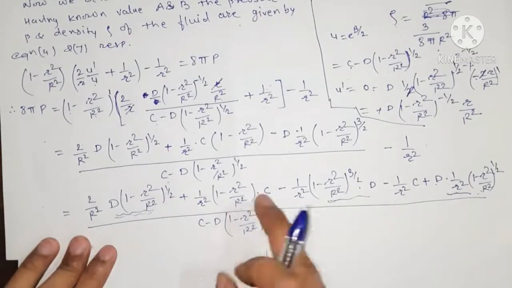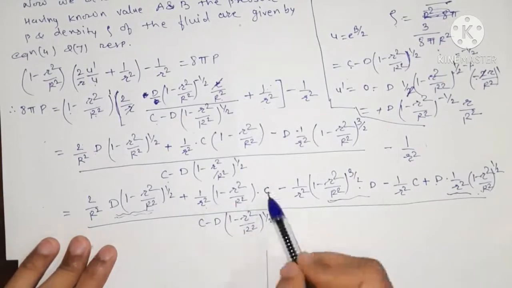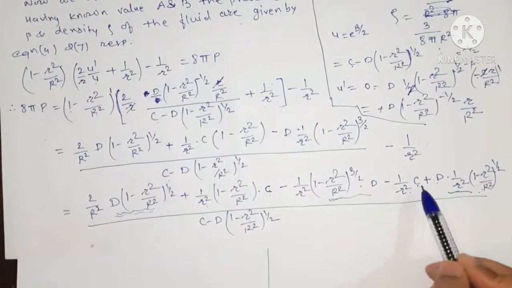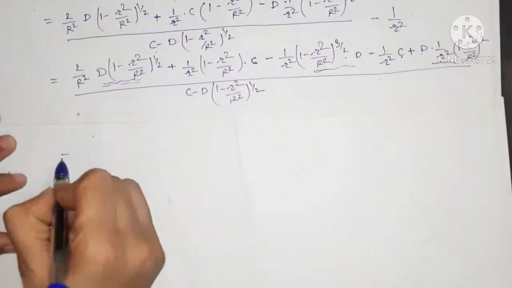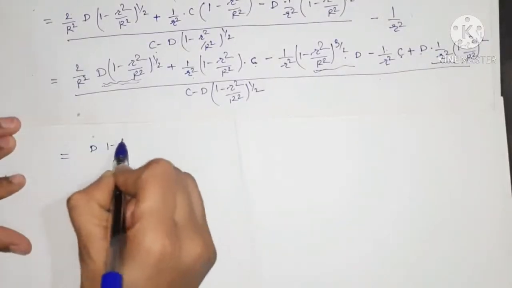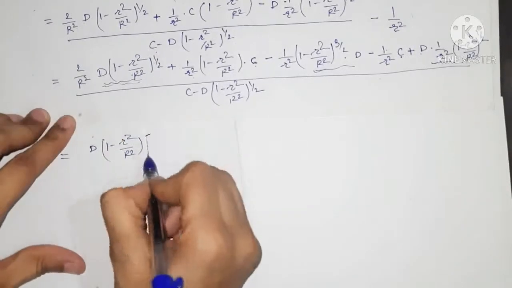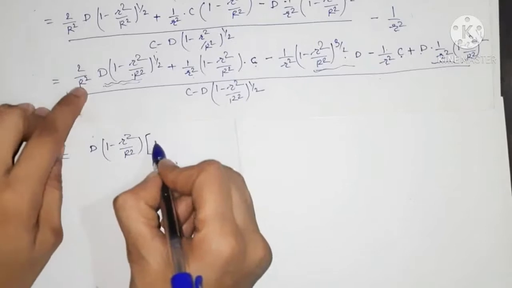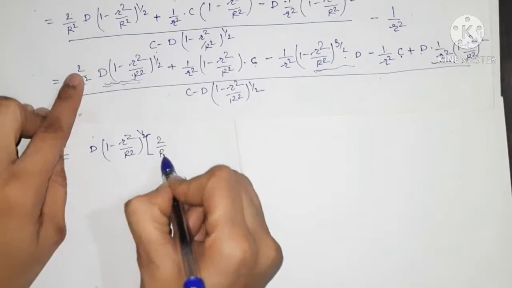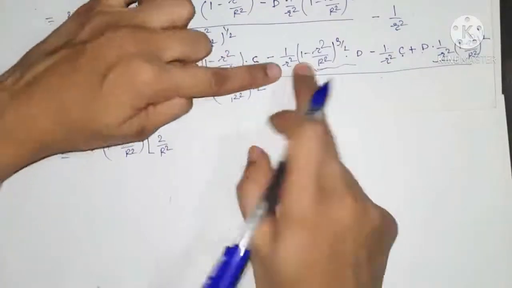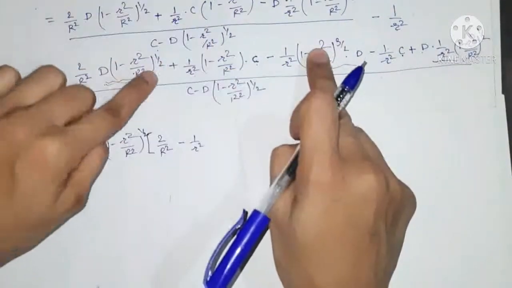Okay, similarly from the terms containing c, we can take here the common 1 upon r square into c. Okay, so we write this as, so this is equals to d (1 minus r square upon capital R square). We take this term as a common, and inside the bracket we have here only present, we have to take to the power half also. So inside the bracket we have 2 upon r square, then here we have minus 1 upon r square, and here half is taken common.